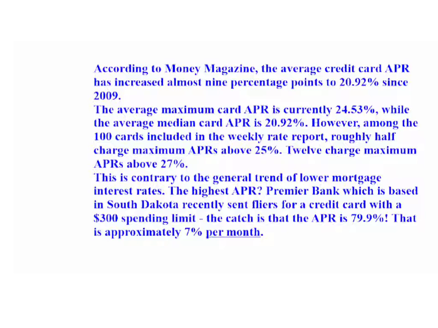The highest APR: Premier Bank, based in South Dakota, recently sent flyers out for a credit card with a $300 spending limit, and the catch is that the APR is 79.9%. That's approximately 7% per month.